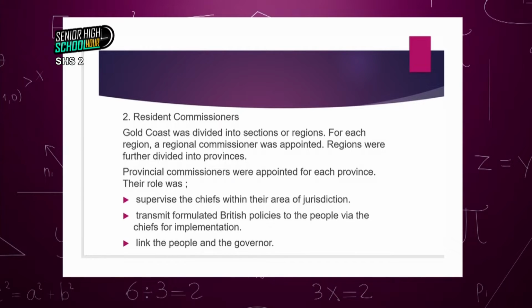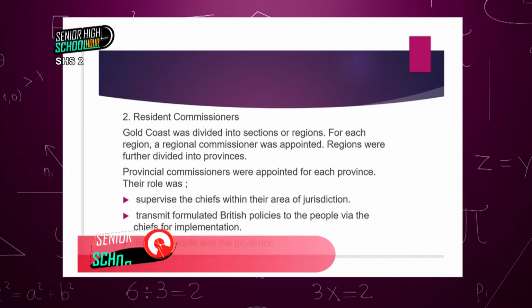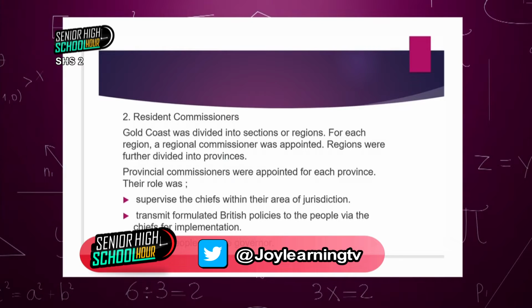The second feature of indirect rule was resident commissioners. These commissioners lived within the colonies, in areas of jurisdiction. So we say the Gold Coast was divided into sections or regions. For each region, a regional commissioner was appointed. Regions were further divided into provinces, and provincial commissioners were appointed for each province. So then we had the resident commissioners, or the commissioners.